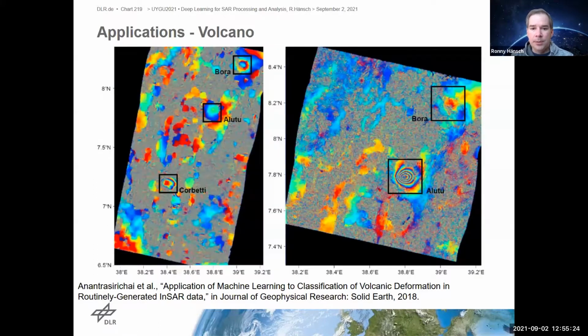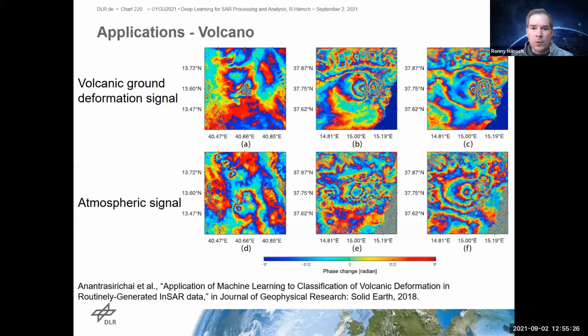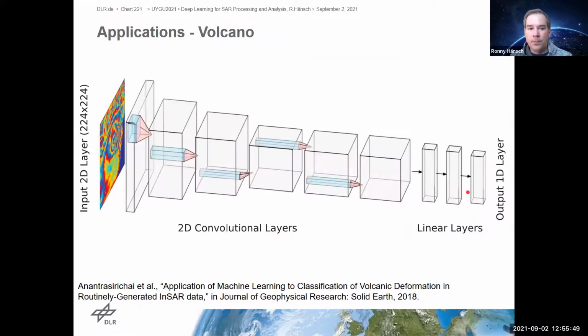Here you see some examples. If we zoom in, just in order to illustrate why this is a hard problem. Those would be positive examples where we actually have ground deformations. Those would be negative examples where there's no deformation. What you're seeing here is actually changes due to an atmospheric signal. So this is what you want to detect. This is what you want to sort out. And it's also working very well. So it puts this into a ConvNet in order to detect the deformation.